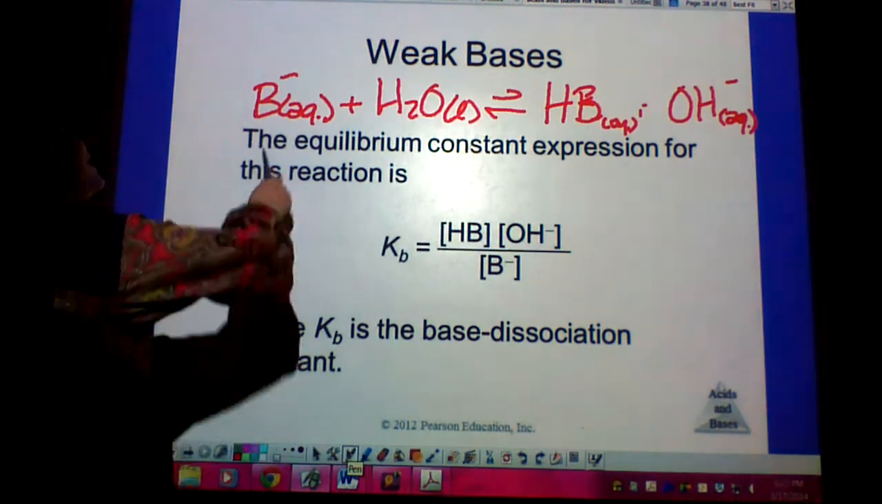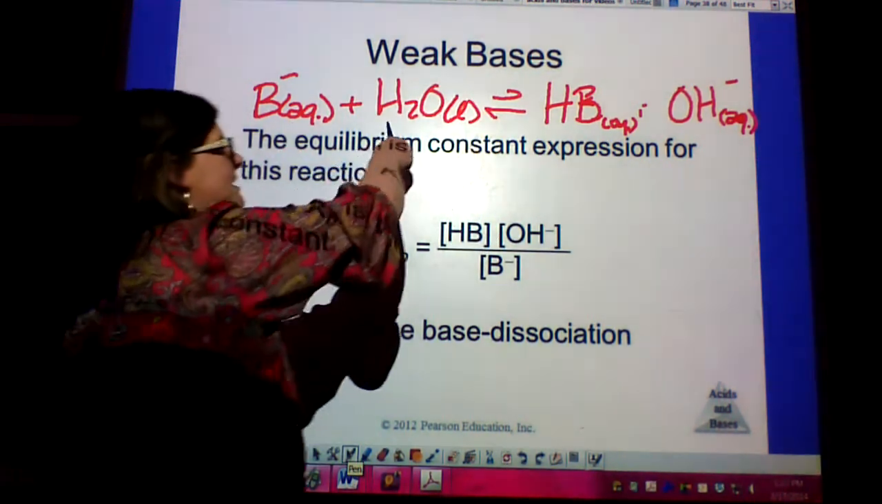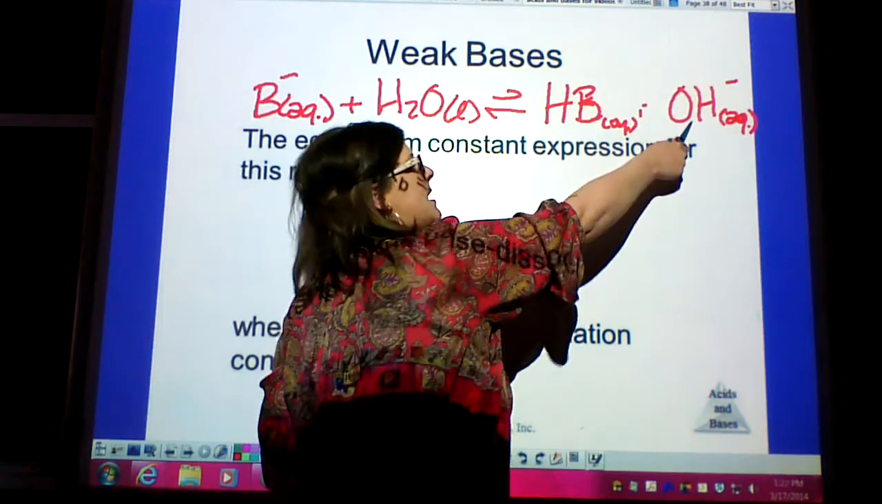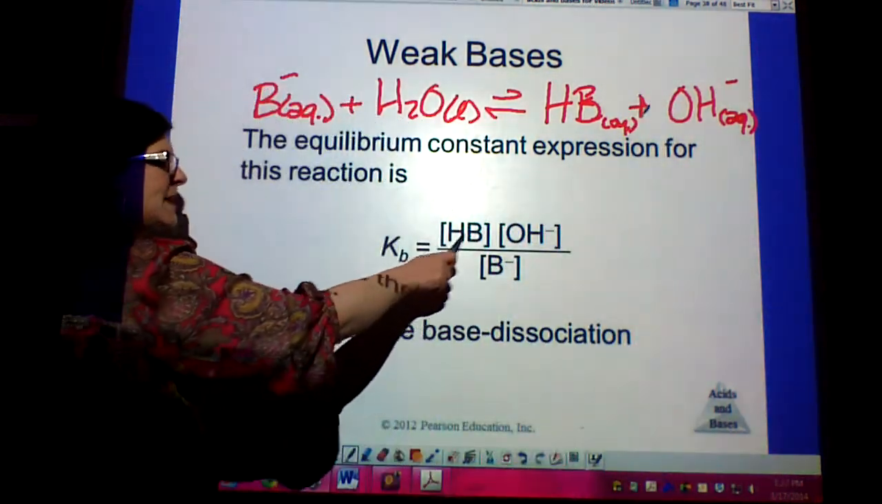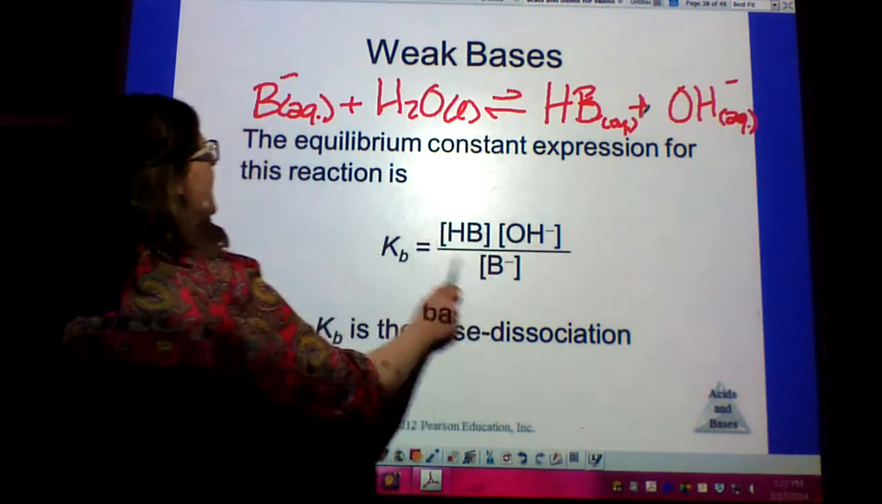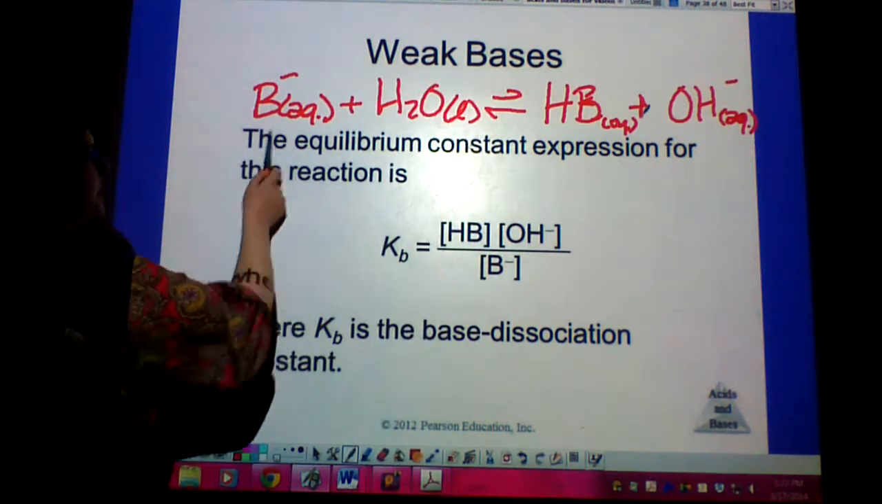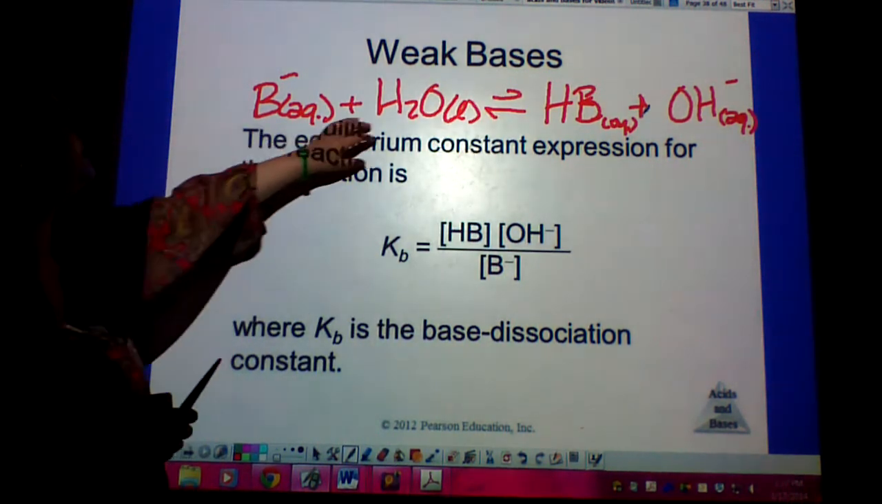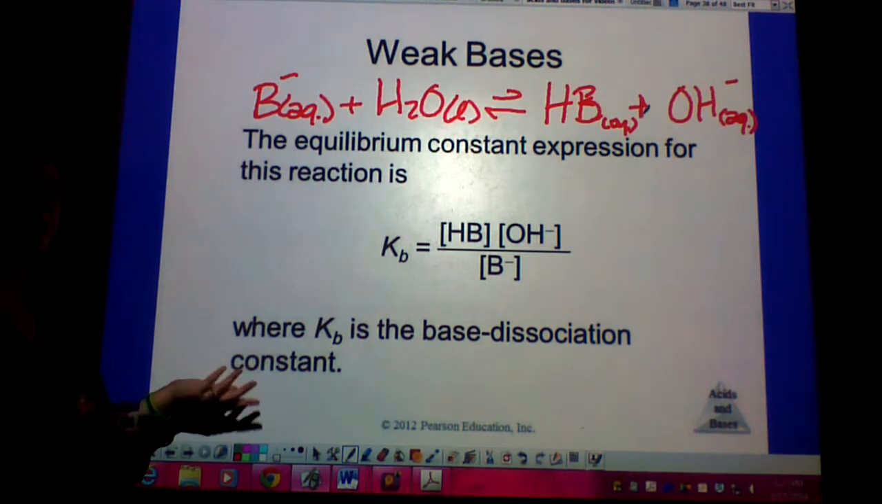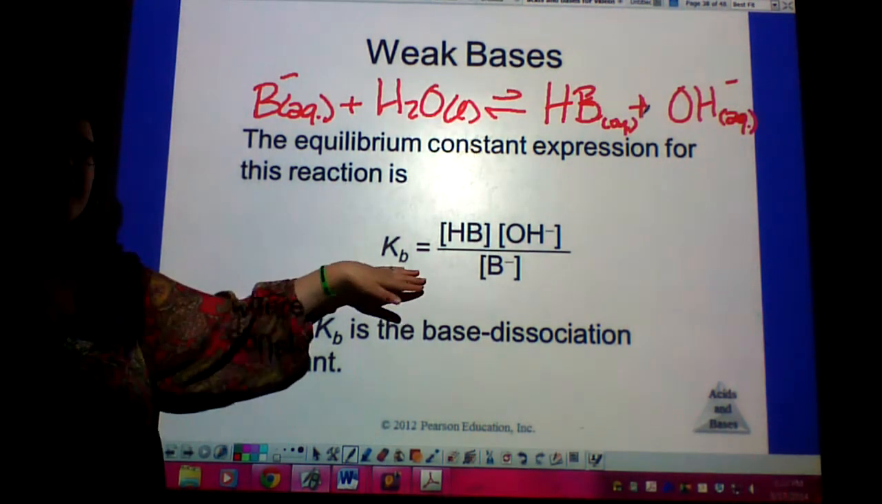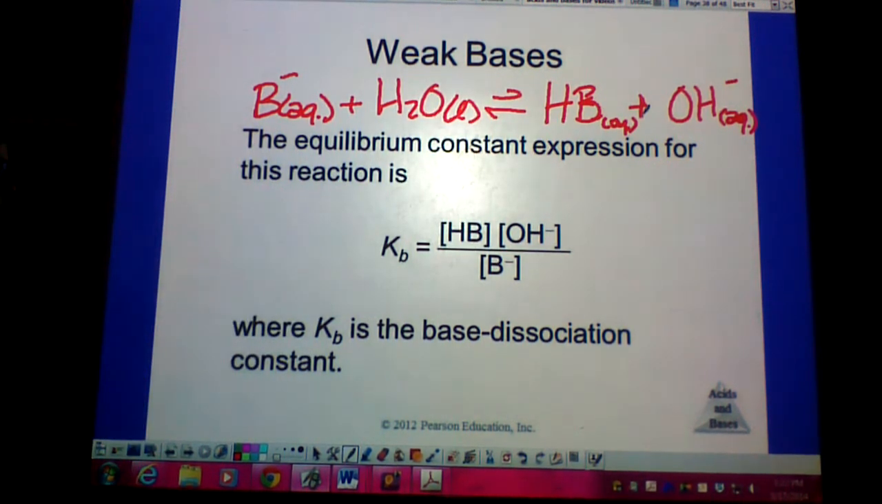Okay, let's go back. So B minus, my base, plus H2O is going to make HB plus OH minus. So I have the concentration of HB times the concentration of hydroxide over the concentration of the base, that's the reactant, and I don't include water because it's a liquid. So instead of writing Ka for an acid, like we write Ka for acid dissociation, we're going to write Kb here to represent weak base dissociation.